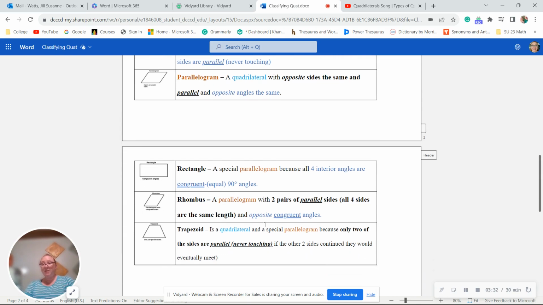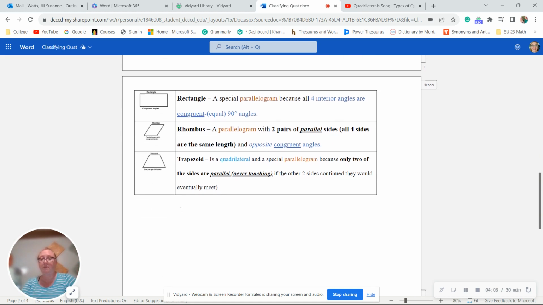Then we have a rhombus. A rhombus, a lot of us used to call diamonds. A rhombus is a parallelogram with 2 sides of parallel lines. So this side, and then like the top and the bottom again. Parallel lines, never going to touch, and all 4 sides are the same length. Okay? So that means this side and this side could be the same length. I mean, they're all going to be the same length like this. It could be different lengths, but these 2 parallel lines and these 2 parallel lines are going to be the same length on a rhombus.